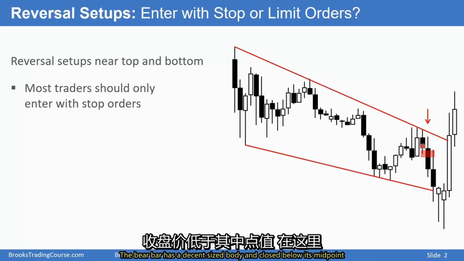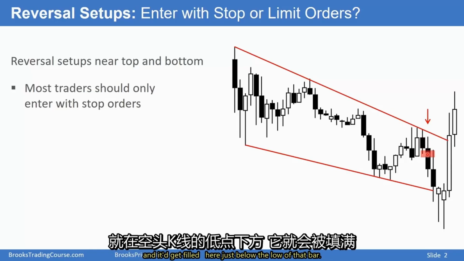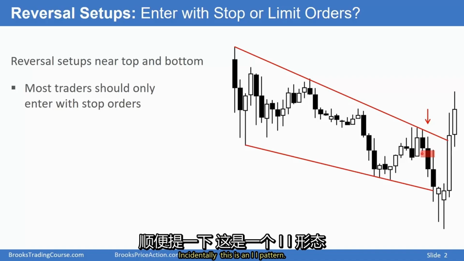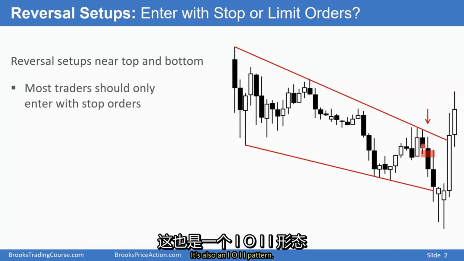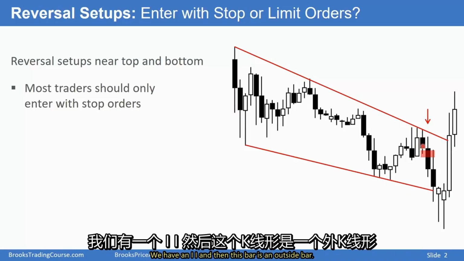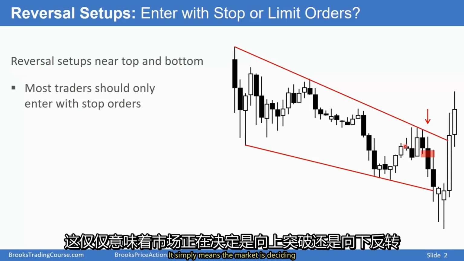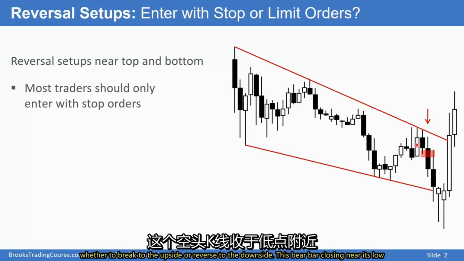The bear bar has a decent sized body and closed below its midpoint, and it'd get filled right here, just below the low of that bar. Incidentally, this is an II pattern. This bar is inside that bar, so consecutive inside bars. It's also an IOII pattern. We have an II, and then this bar is an outside bar.